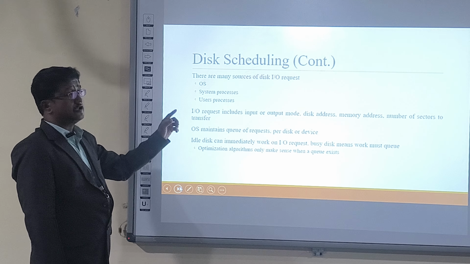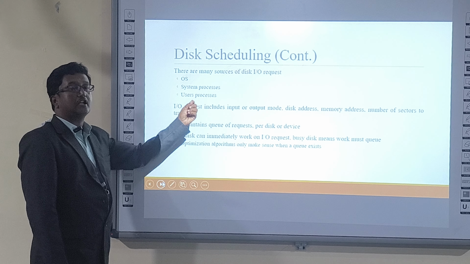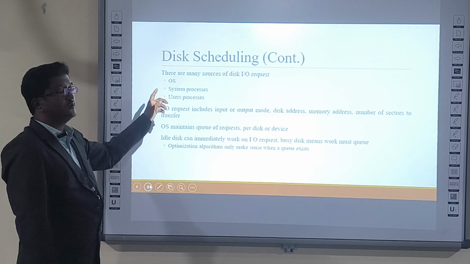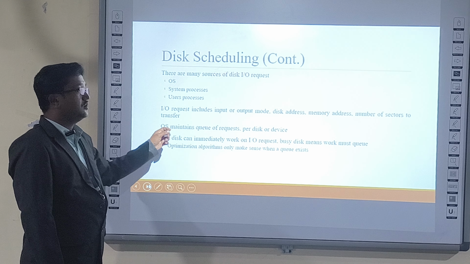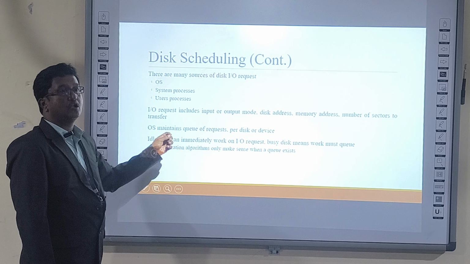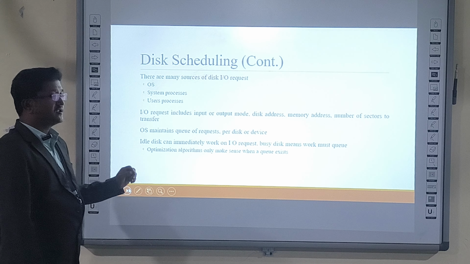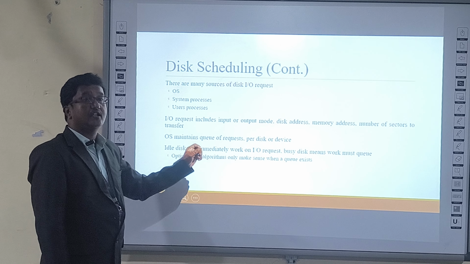In disk scheduling, there are many sources of input output requests for your data. First is the OS, another is the system process, and the other is the user process. The OS provides your disk address, your memory address, and the number of sectors to transfer. And an idle disk is one that is waiting for a request.